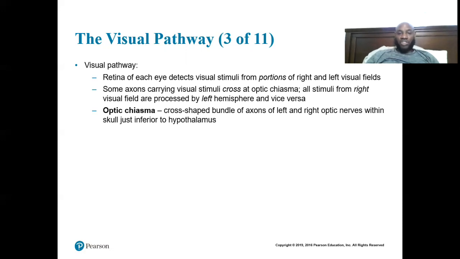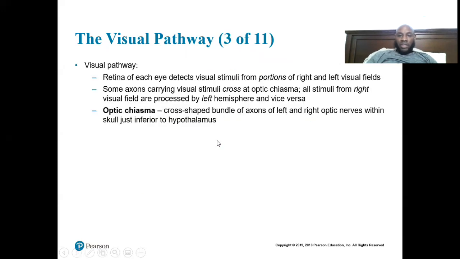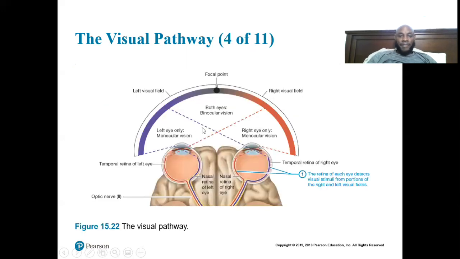Your optic chiasma is a cross-shaped bundle of axons. Right here, see it here in the middle. Optic chiasma in the middle here. The cross-shaped bundle of axons of the left and right optic nerves within the skull, just inferior to the hypothalamus.